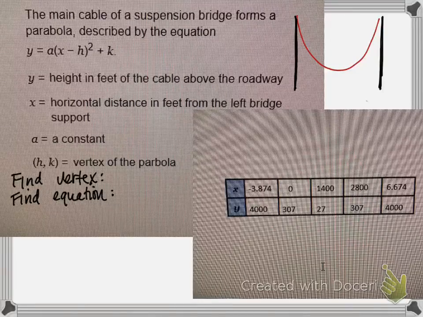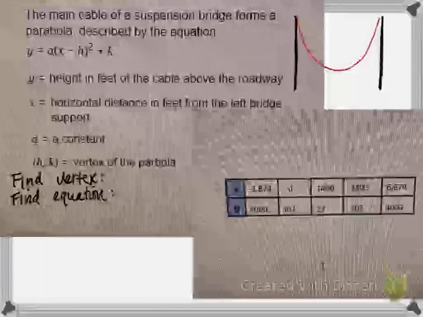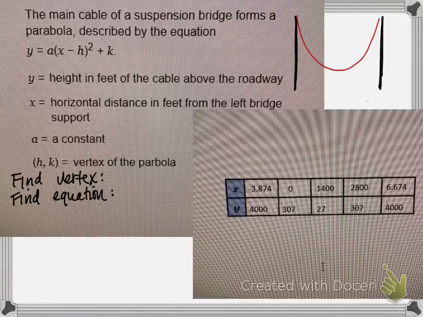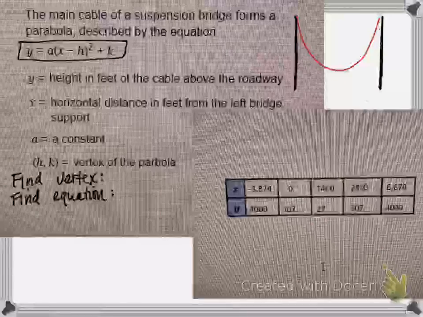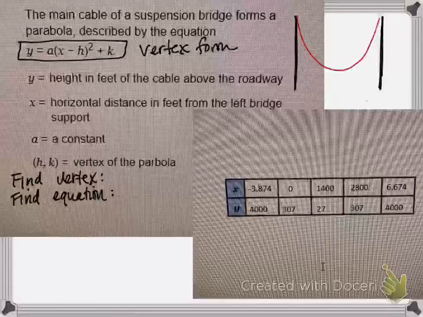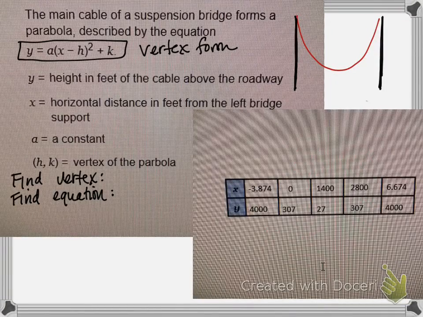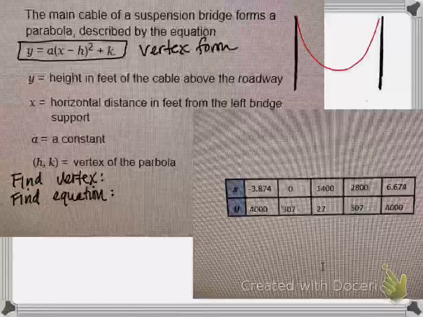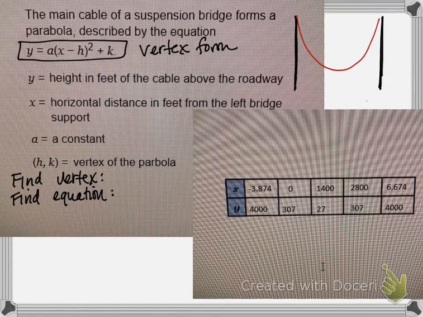In this example, we have a main cable of a suspension bridge that forms a parabola, and we're going to be using this form of a parabola, which is called vertex form. And they give us what each variable represents. Y is the height of the cable above the roadway. X is the horizontal distance from the left bridge support. A is a constant, and (h, k) is your vertex.